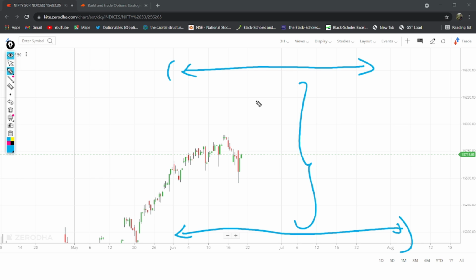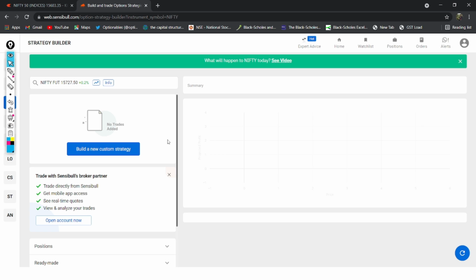and since I have a view that market is going to stay between this range, so what I end up doing is I create a short strangle. You can also create a short straddle if you're thinking the market will be range bound, but here we are discussing about short strangle, so we'll go ahead with a short strangle trade. So now we will come to Sensibull and we will understand how exactly you can create a short strangle.